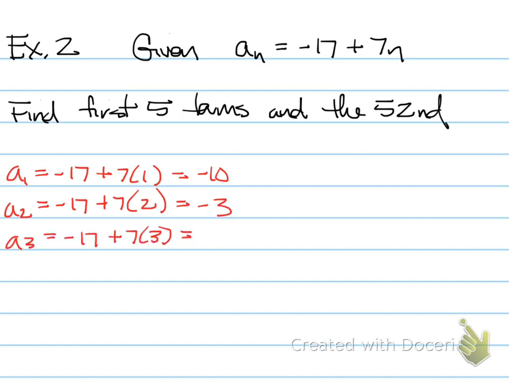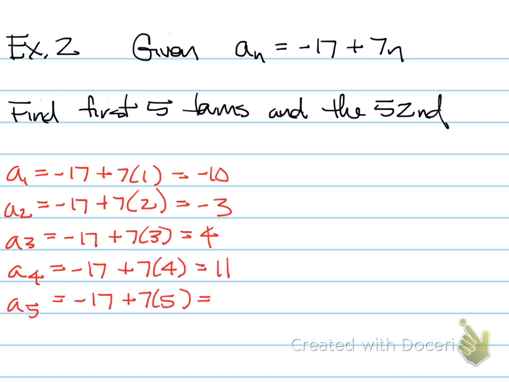So the first term in the sequence is negative 10, second term is negative 3, third term 4, fourth term is 11, fifth term 18. For the 52nd term, just replace the n with 52, and you get 347.